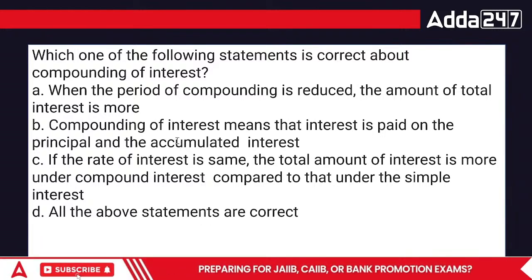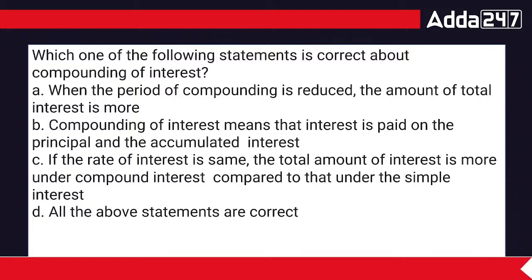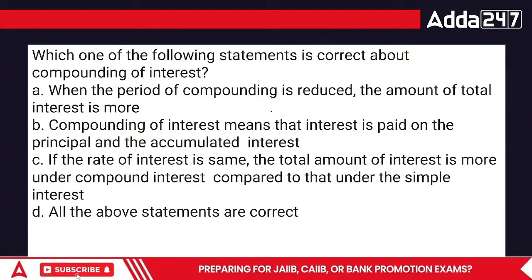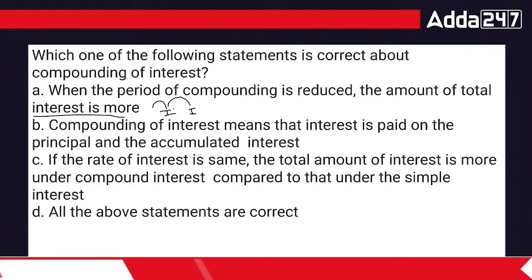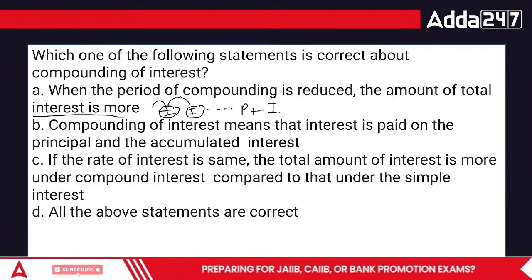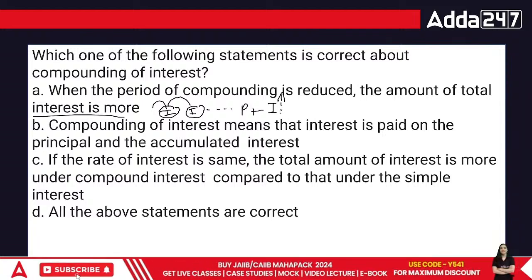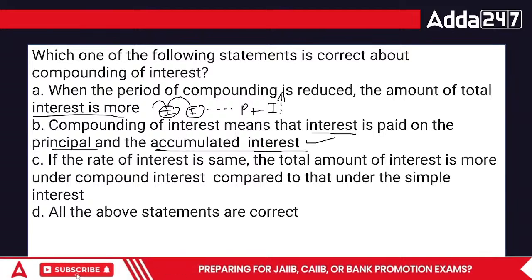This is a kind of question which is definitely mind-boggling. Why? A theory question which you have to relate to the numerical part first. When the period of compounding is reduced, the amount of interest is more. How? If after every quarter you get interest on interest, then your interest on interest will also be added. So technically your principal plus your interest portion is going to rise. Compounding of interest means the interest is paid on principal as well as accumulated interest. We have just studied this, this is also correct.